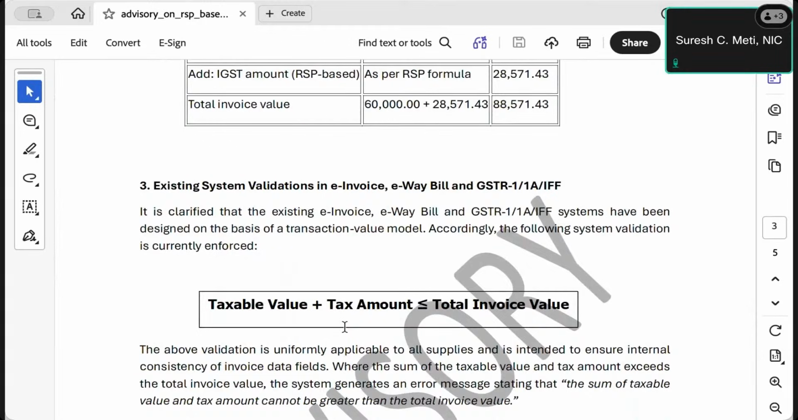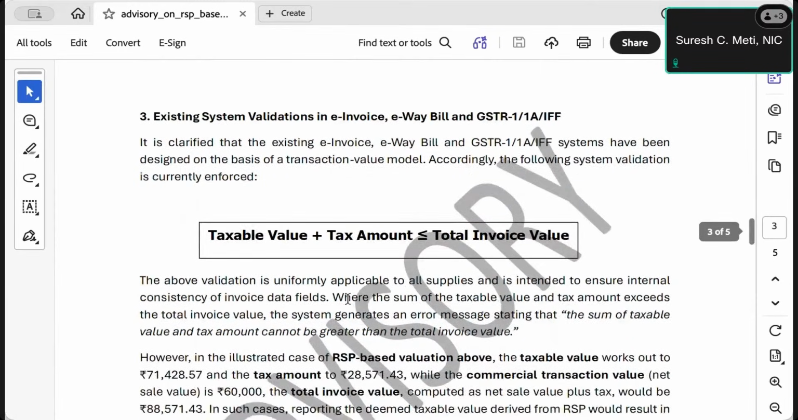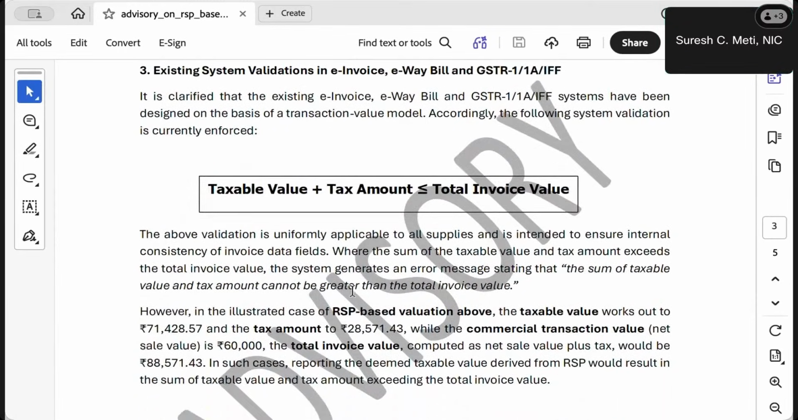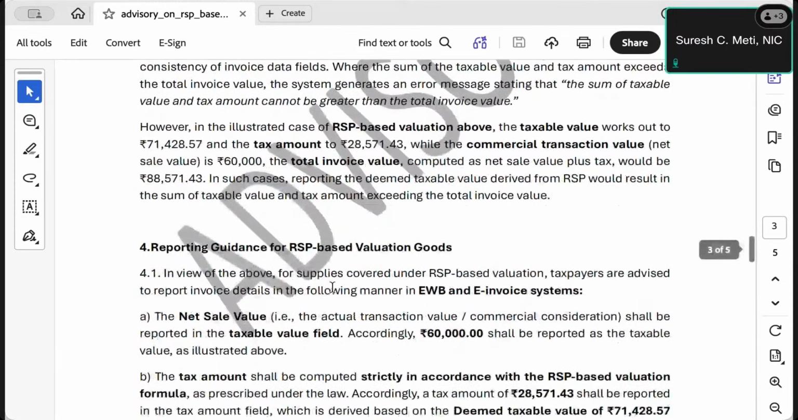So with this validation in place, it was not possible to report the tax amount as calculated with respect to the RSP. So even if one of the items in that particular invoice, and hence in the e-way bill, belongs to the HSNs which are notified in this particular notification, for which the tax has to be calculated as per the RSP based calculation, then we are relaxing this particular validation. So now the taxable value plus tax amount can be even less than the total invoice value. So this is the relaxation that we have done in the e-way bill system.